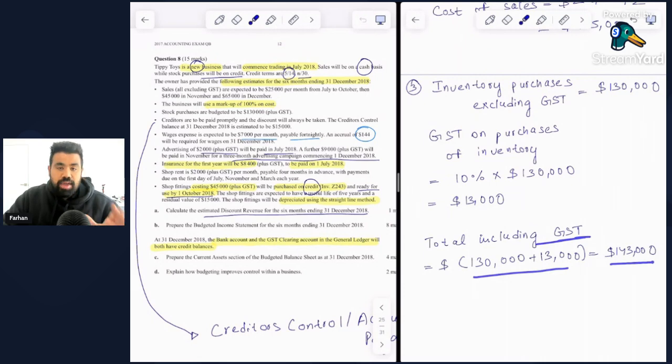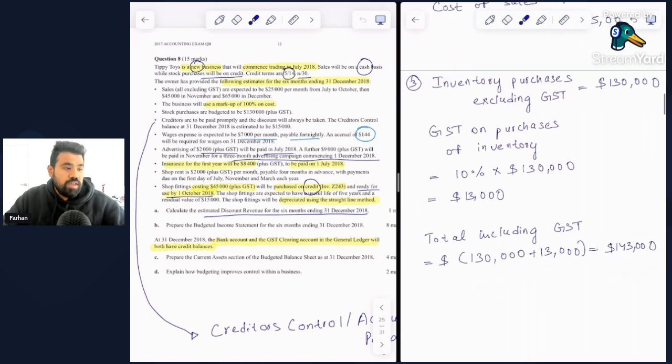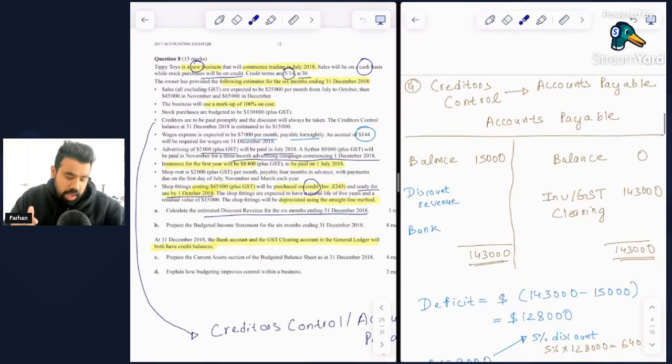The reason I calculated the total inventory purchases including GST is because this is the amount that we owe our creditors, our suppliers, or our accounts payable. So let's read the fourth piece of information that we have. Creditors are to be paid promptly and the discount will always be taken. The creditors' control balance at 31 December 2018 is estimated to be $15,000.